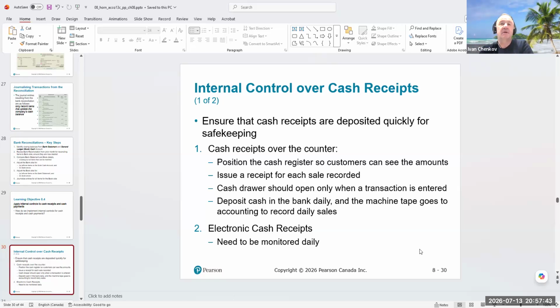Electronic cash receipts need to be monitored daily. All the electronic cash receipts which are sitting on the cash register.